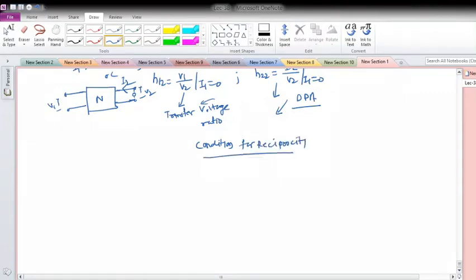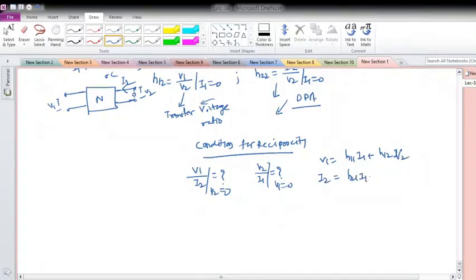So just assume that my network is reciprocal. For that I have to calculate what is V1 by I2 and what is V2 by I1. So this will be V1 by I2 when V2 is equal to 0, and V2 by I1 when V1 is equal to 0, and we know V1 is H11 I1 plus H12 V2, and I2 will be H21 I1 plus H22 V2.